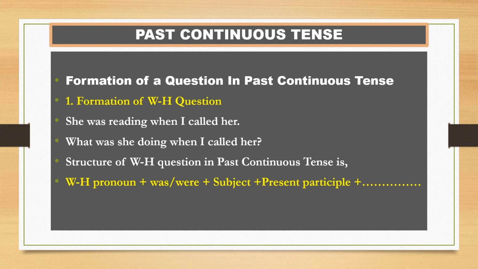So see this question, what was she doing when I called her? In this question, what is the WH pronoun, interrogative pronoun. Was is the to be's form. Then she is the subject of the sentence. Doing is the present participle. When I called her is the remaining part of the sentence or question.